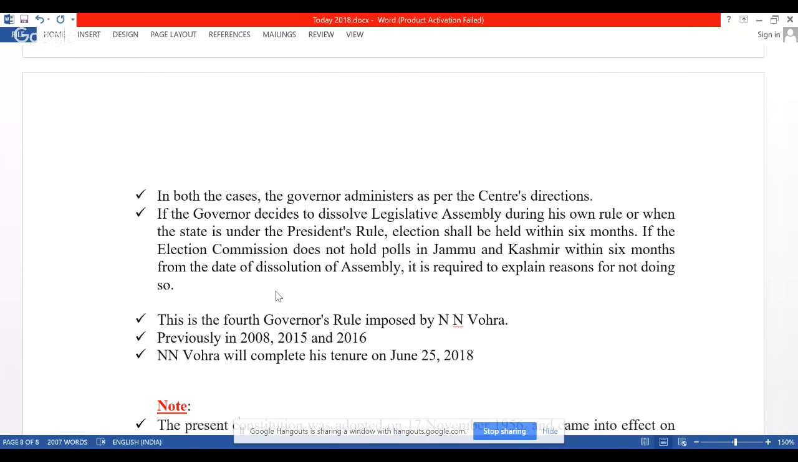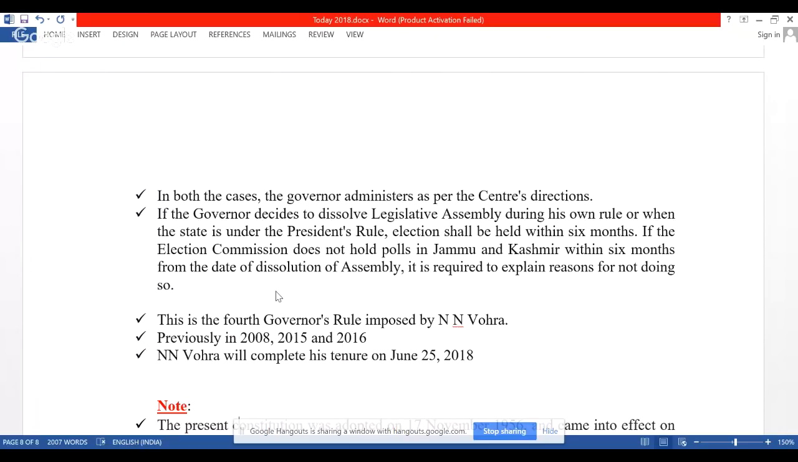Kindly remember this one. Governors of all the states, including Jammu and Kashmir, are appointed by the President of India, meaning it is the central government of the day that decides who should be appointed as the governor. Right? Look at this. If the governor decides to dissolve the assembly during his own rule or when the state is under president's rule, elections shall be held within 6 months. So this is the known point.